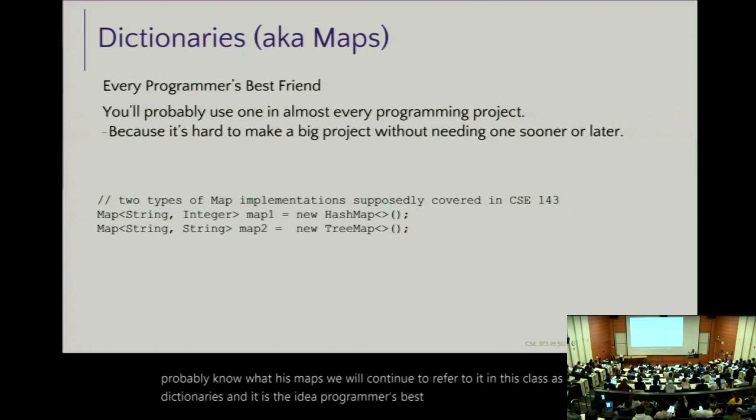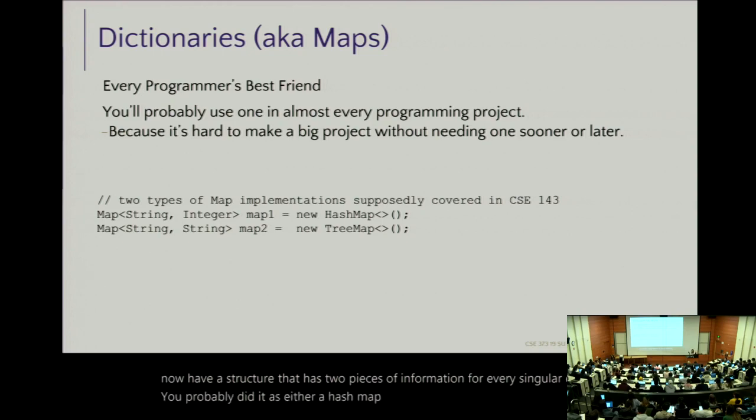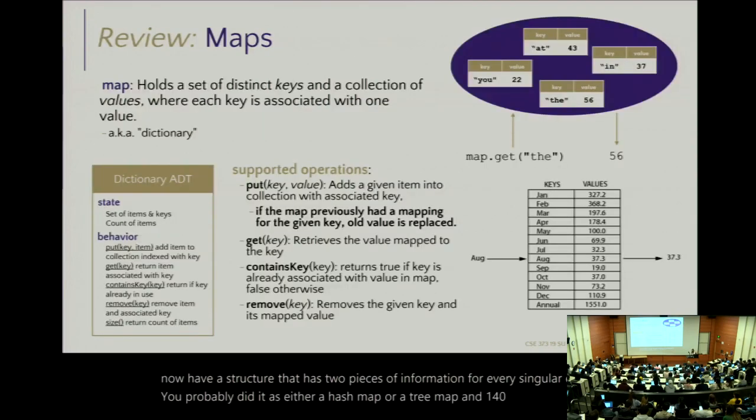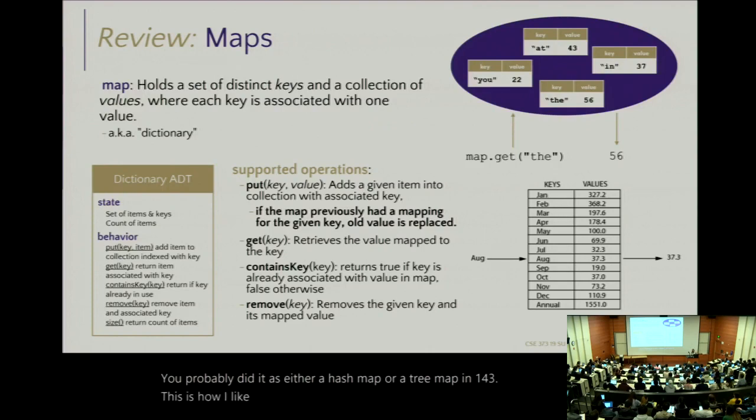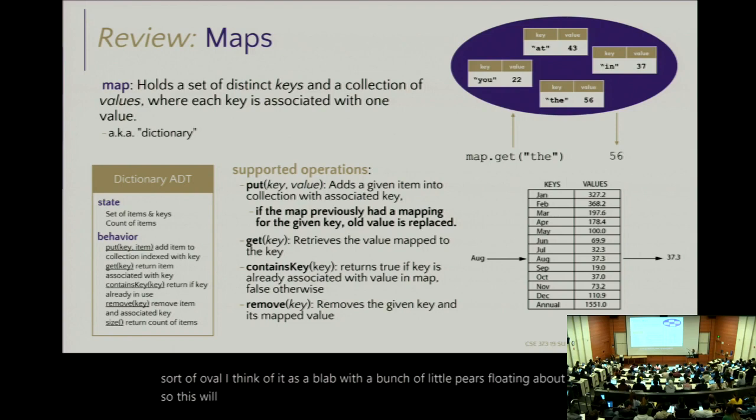It is the idea that we now have a structure that has two pieces of information for every singular entry. You probably did it as either a hash map or a tree map in 143. This is how I like to visualize it. It is an unordered set. So that's why we have this sort of oval. I think of it as a blob with a bunch of little pairs floating about in it. So this will not maintain the order as you put things into it.